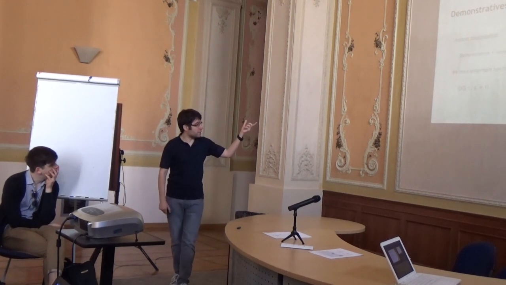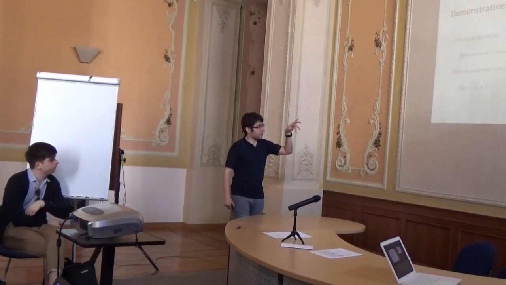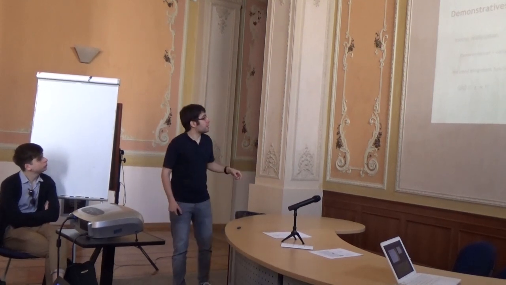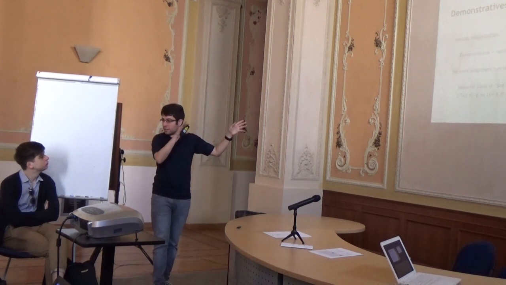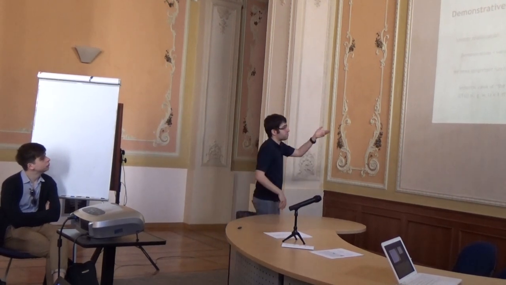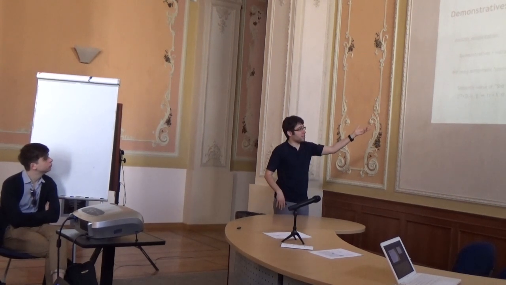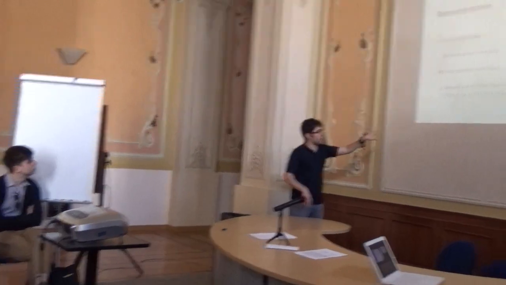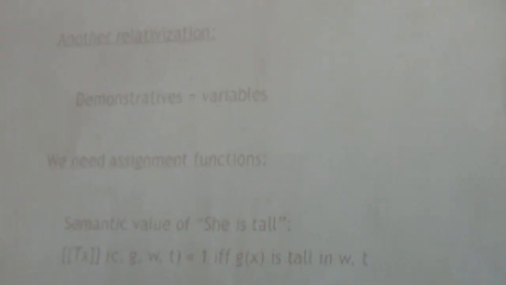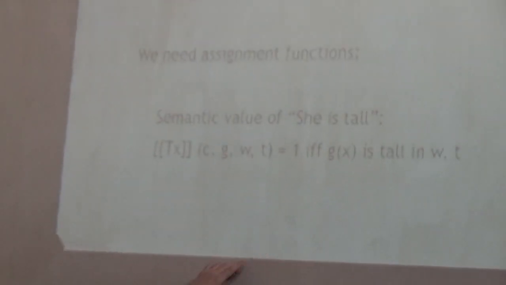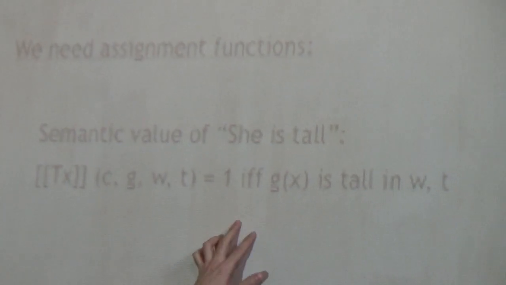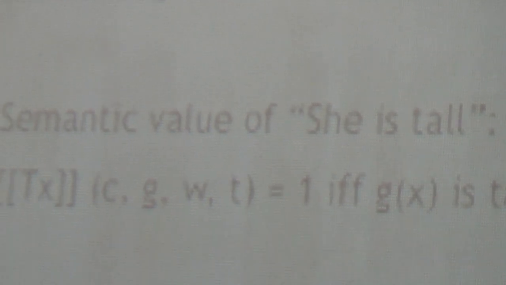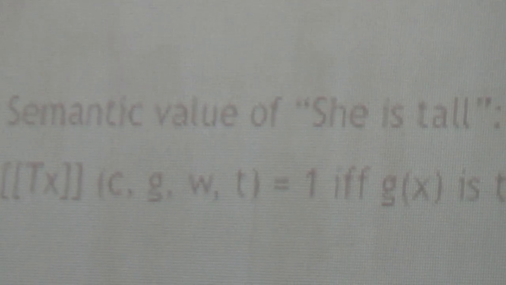So we have this relativization to four parameters, the context, assignment, world and time. But this, okay, just as an example of how this assignment works. Let's take the semantic value of 'she's tall' in context C, assignment G, world W, and time T. This would be true if the object, which is normally a female person, determined by the assignment function as the reference of G, as the image of X, is tall in world W and time T.